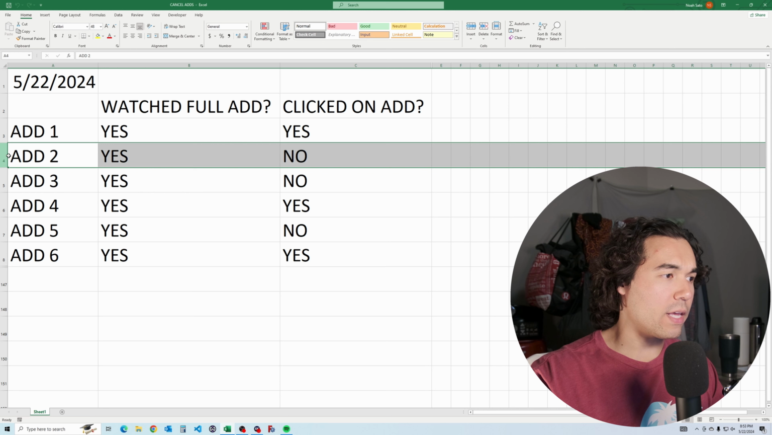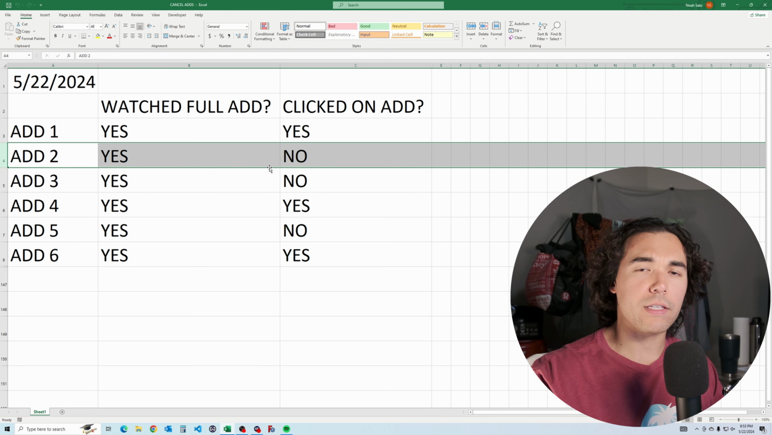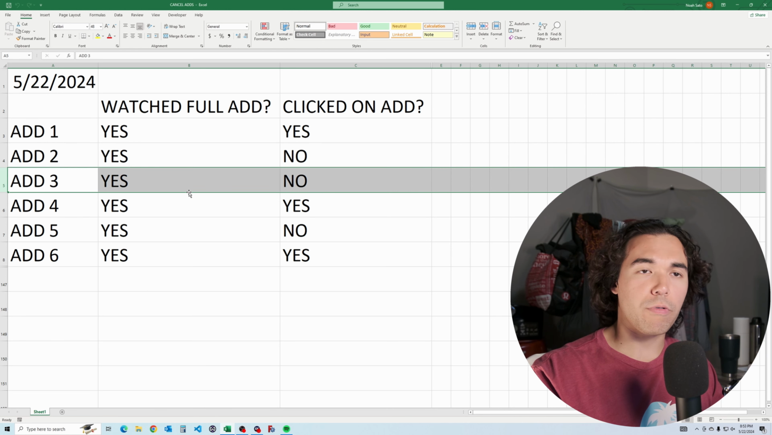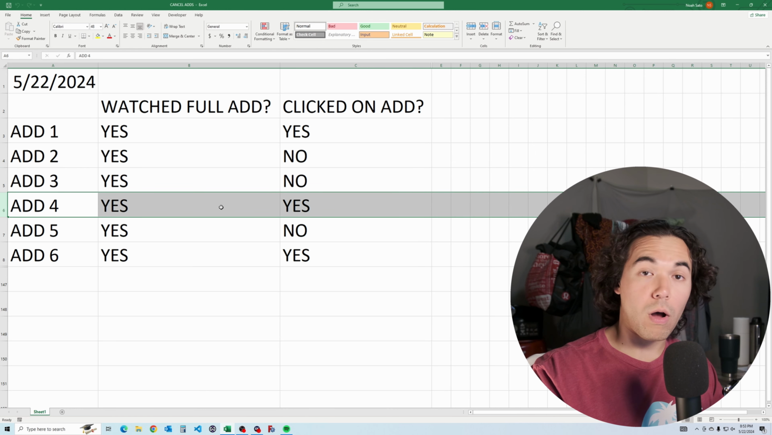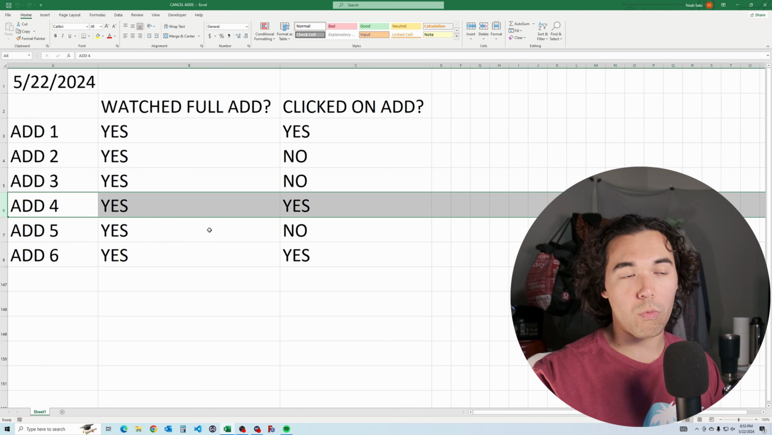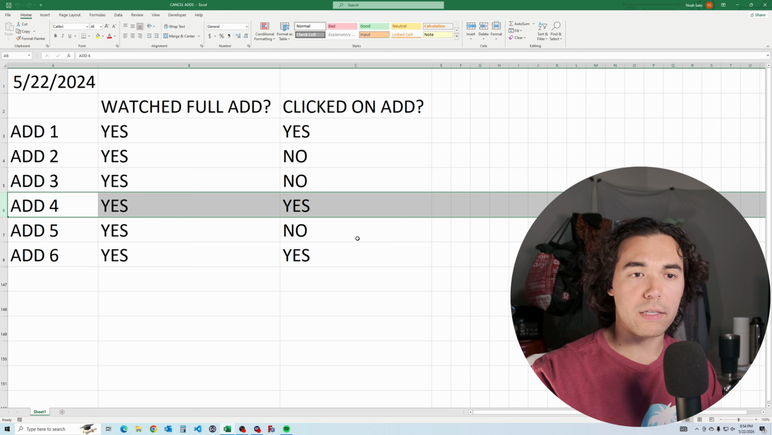Ad 2, we watched the ad, yes, but maybe we didn't click on the ad, right? So we watched it all the way through, but we didn't interact with it. The same thing goes for ad 3, right? Where we watched it, but we didn't interact with it. For ad 4, we watched it and we interacted with it as well. And then ad 5 and 6, we watched both, but we interacted with just one of them.